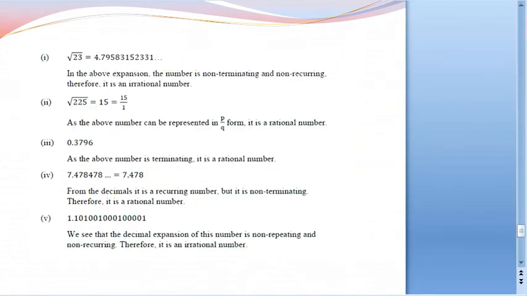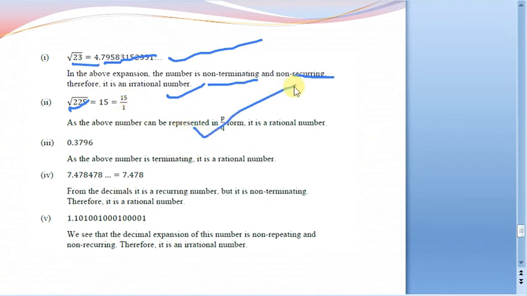So clearly see the solutions once. Root 23 comes to be like this. The decimal expansion is non-terminating, non-recurring, so it is going to be irrational. Square root of 225 is 15, which is nothing but p by q form. It is a rational form, so that is why it is rational. 0.3796 is terminating in nature, so a rational number. 7.478478 like this, the decimals are recurring, so that is why again rational.